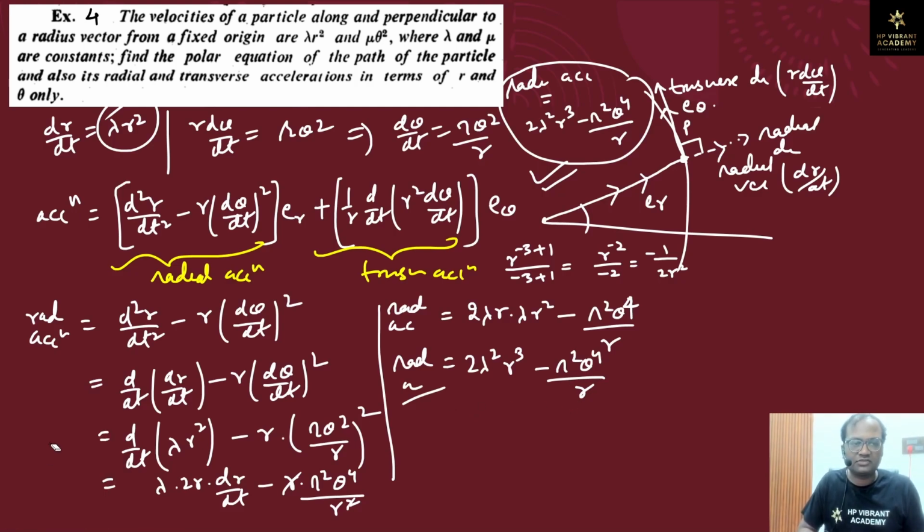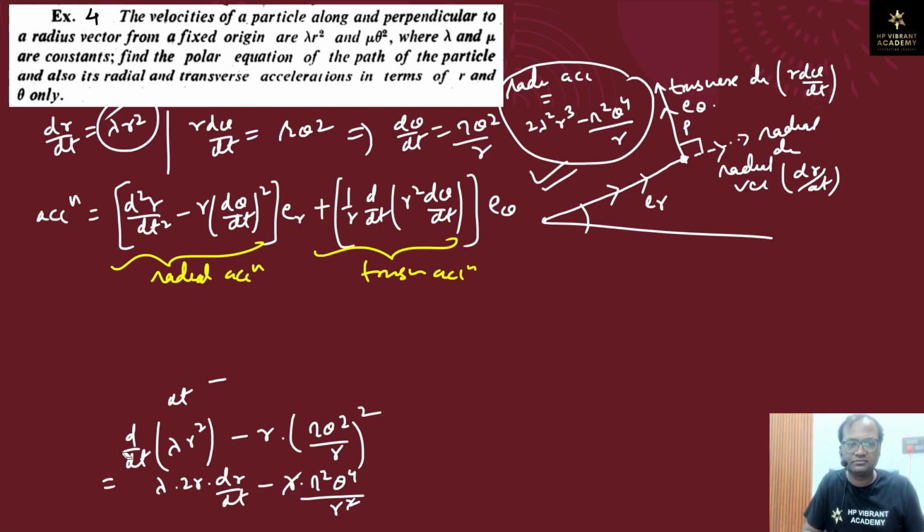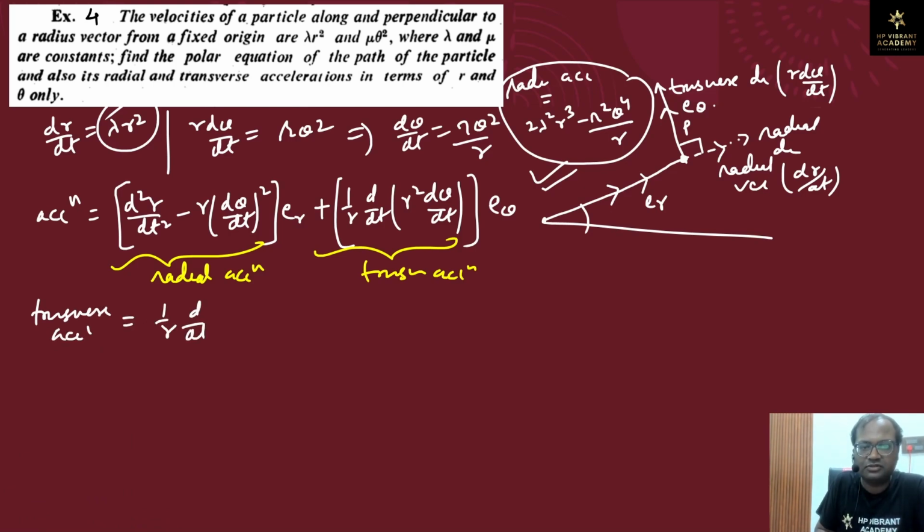Okay. So now let us find transverse acceleration. So transverse acceleration is equal to 1/r d/dt of r² dθ/dt. Okay, so dθ/dt is given as μθ²/r. So this is equal to 1/r into d/dt of r² into dθ/dt, which is μθ²/r.